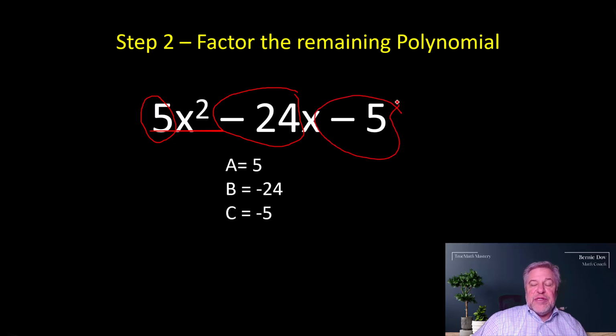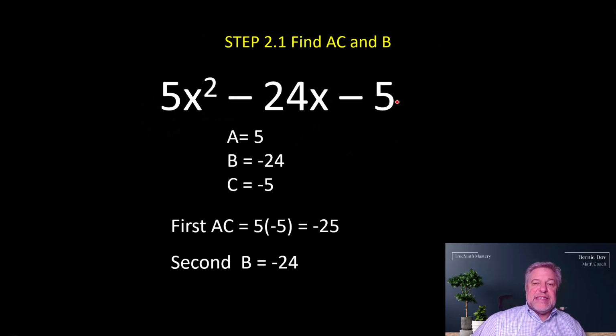Now that you have those 3 numbers, the next step is easy. The next step is find AC and find B. Well, AC means A times C. So A is 5 and C is negative 5. So A times C is 5 times negative 5 equals negative 25. Then the second thing we're looking for is simply B, which is negative 24.